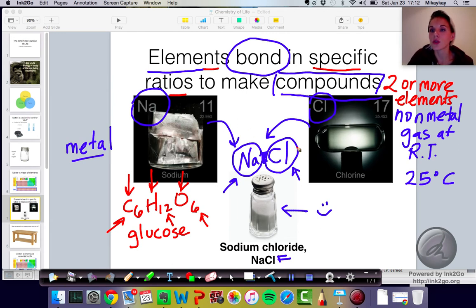Our sodium chloride is in a ratio of 1 to 1: 1 sodium for every 1 chlorine. In our glucose, it's in a ratio of 6 carbons to 12 hydrogens to 6 oxygens. And we need that ratio to make glucose. If we wanted to make something different, it would be a different ratio, right? So that's all about compounds.